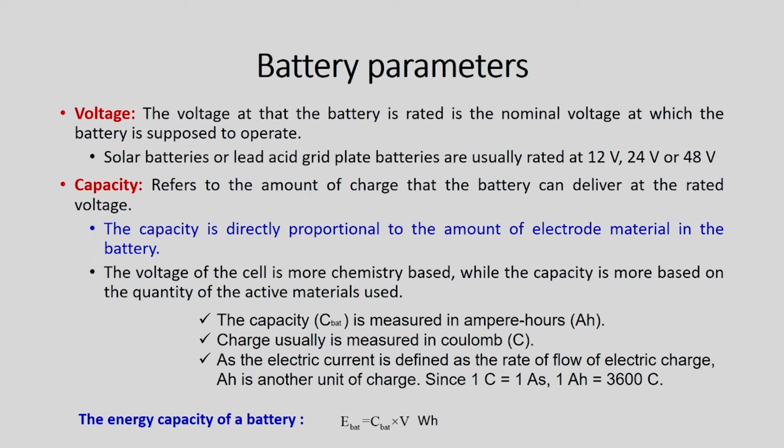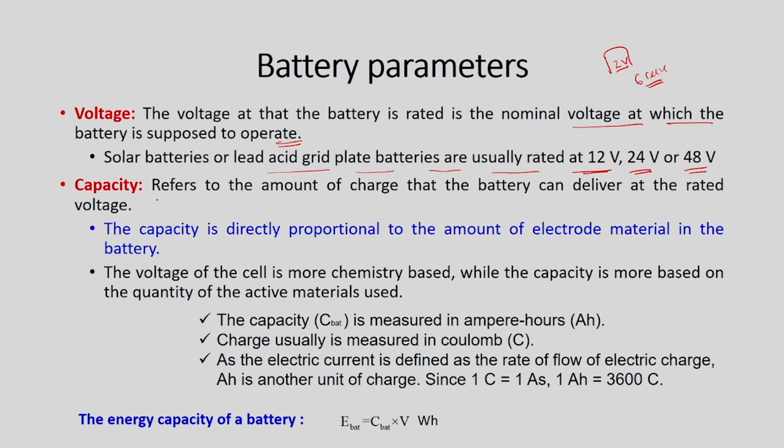So, start with voltage. The voltage at which the battery is rated is the nominal voltage at which the battery is supposed to operate. The solar batteries, or say lead acid grid plate batteries, are usually rated at 12 volt, 24 volt or 48 volt. That is what I said: if a single cell gives 2 volt, then the number of cells required to get 12 volt will be 6 cells. Okay. So those have to be connected in series.